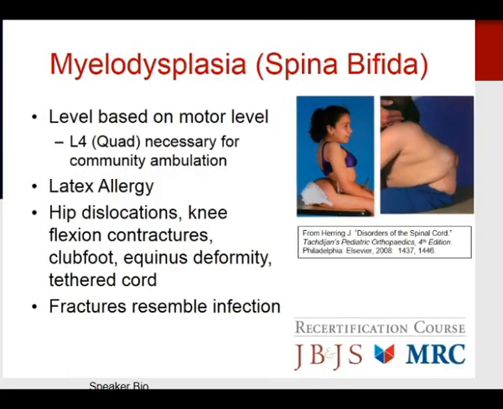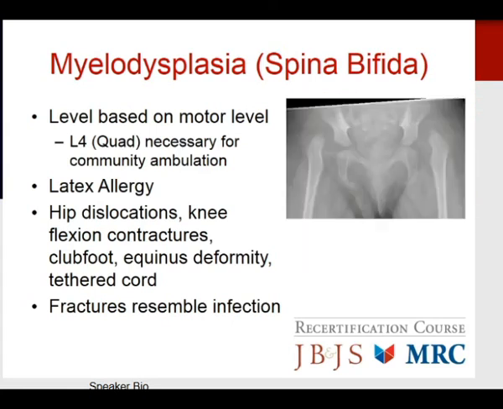The level is based upon the motor level that remains in the child, and this is important because an L4 level, which basically gives you quad function, is necessary for community ambulation. Most of these patients have a latex allergy, so it's critically important that if you take them to the operating room, you operate in a latex-free environment. Orthopedic problems include hip dislocations, knee flexion contractures, foot disorders, especially clubfoot, as well as equinus deformity.